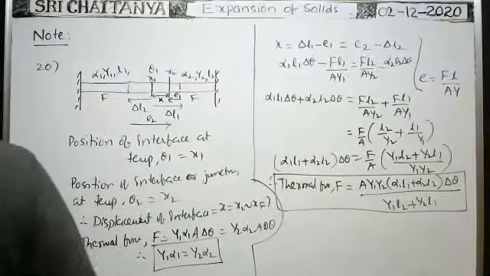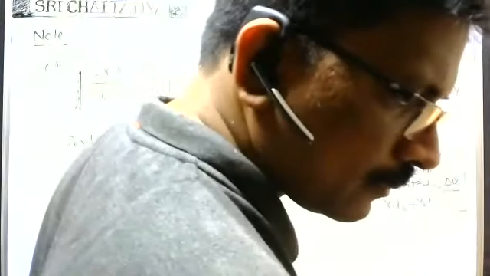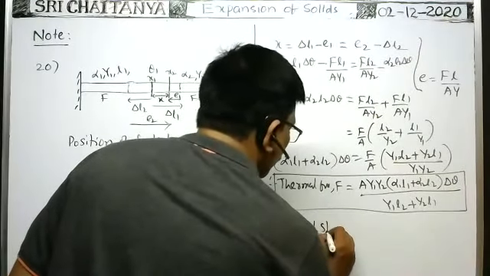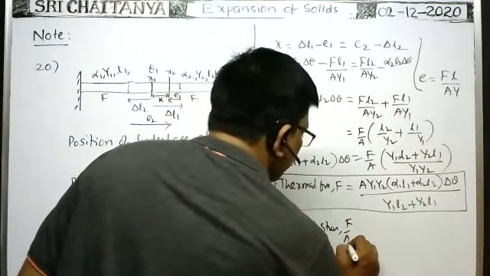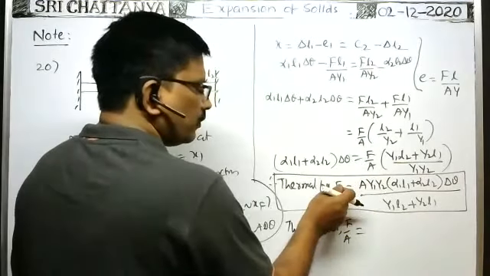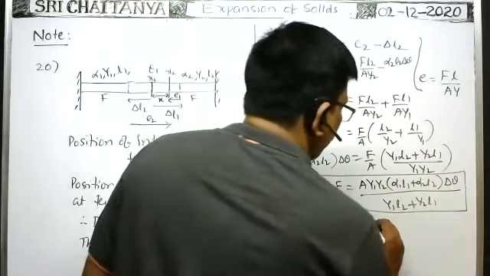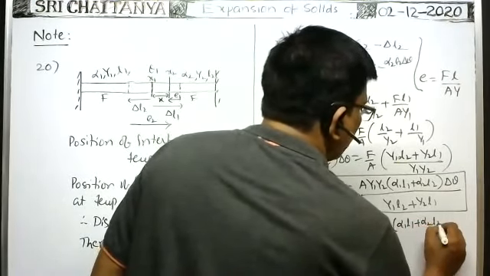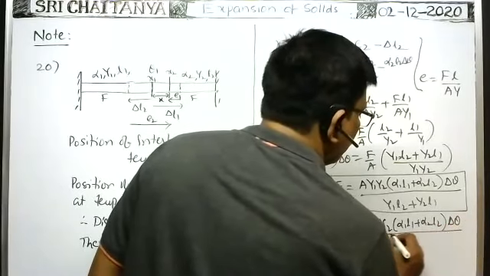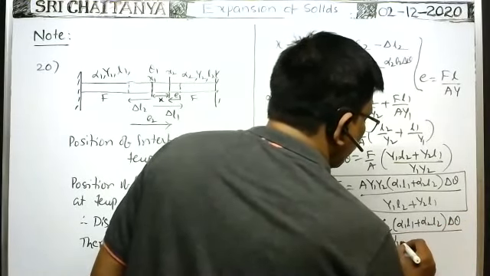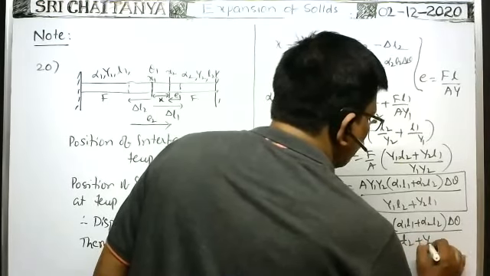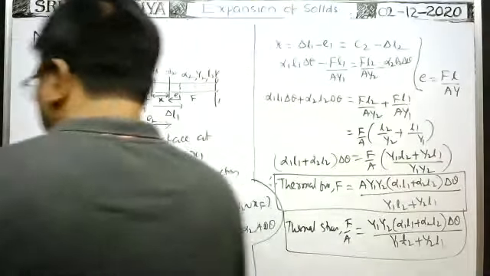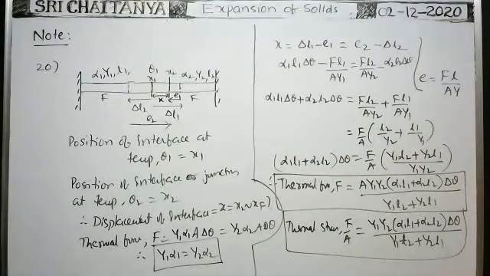Thermal stress means, what about the thermal stress? Thermal force is this one. Thermal stress means F by A, no? That is equal to, you just bring this A to the denominator here. Then Y1 Y2 into alpha 1 L1 plus alpha 2 L2 of delta theta whole by Y1 L2 plus Y2 L1. Okay, this is the formula for thermal stress. Just it will be completed.